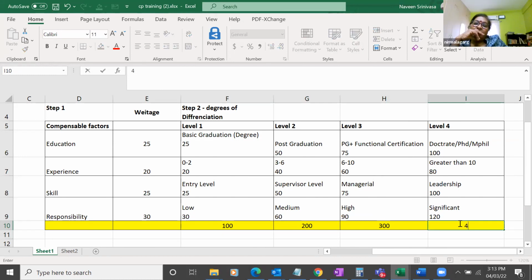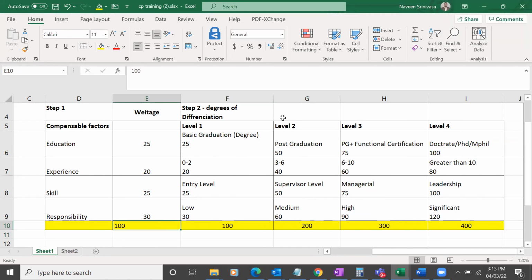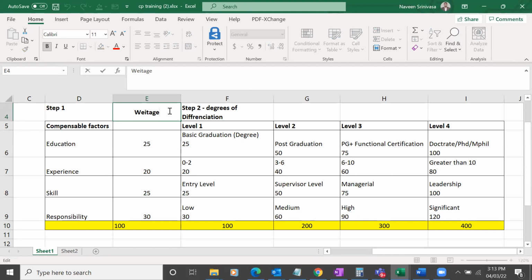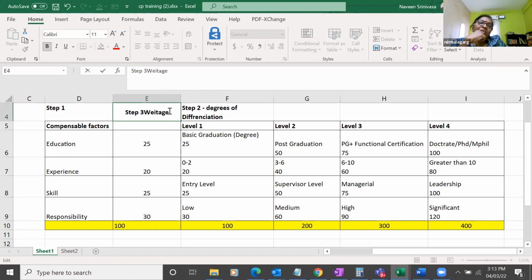Great. Very good. Now weightage will be step 3 here because when you go back again, you have to refer to it. Step 1 is written there nicely, step 2 you have written, then step 3 will be weightage. Write step 3 in the E column, before the weightage line. Then step 4 is what? You tell me.